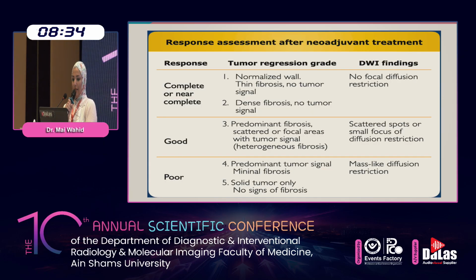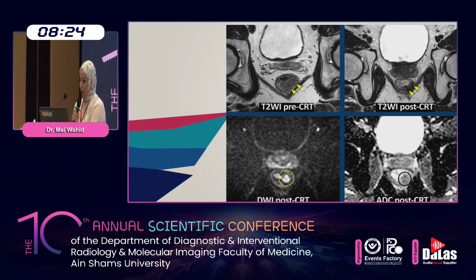So here we can see the response assessment after neoadjuvant treatment, either complete or near complete, good or poor response, based on the diffusion findings. So it's a very important sequence. We can see here an image in the pre-chemo and the post-chemo radiotherapy. At the post-chemo radiotherapy, we have high signal in the diffusion sequence in the inner aspect of the rectal tumor, as we can see here, corresponding to a low signal at the ADC sequence. So here there is still remnant of the tumor post-chemo radiotherapy.